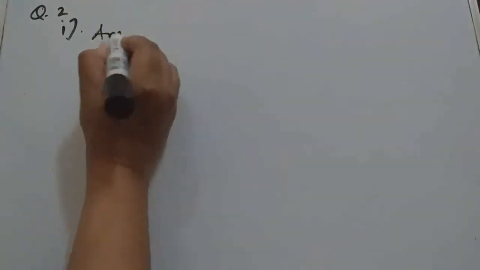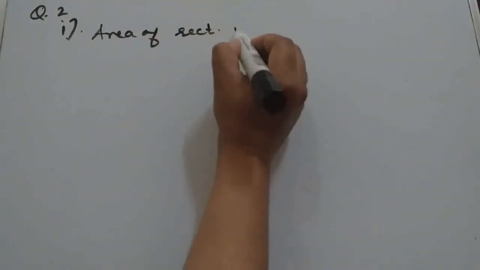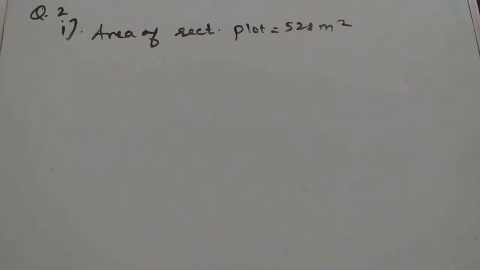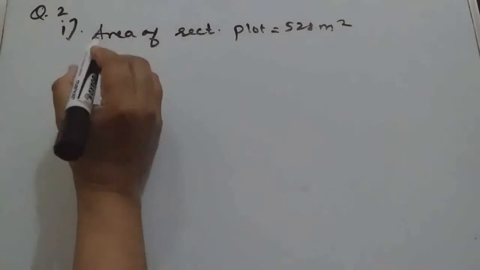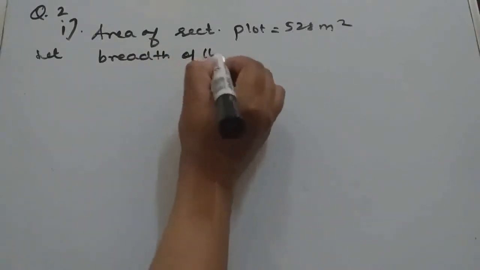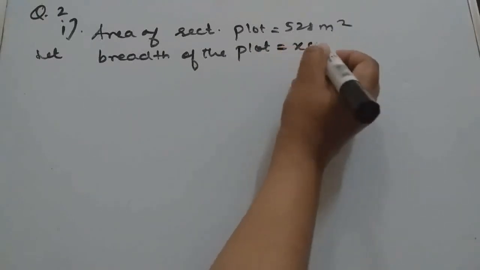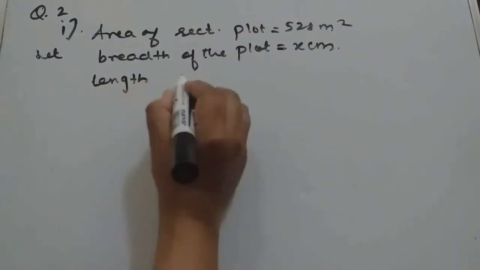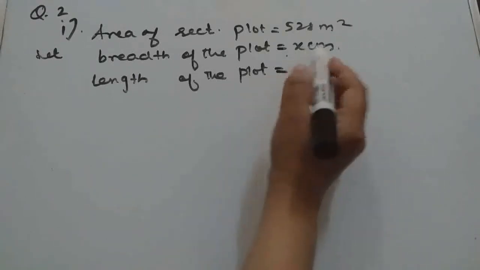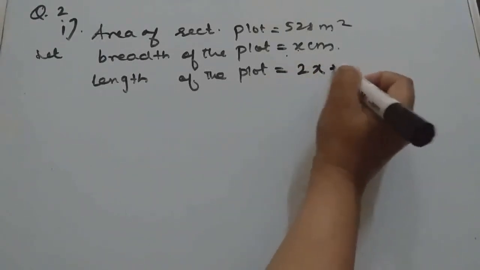In question 2, the question is represent the following situations in the form of quadratic equation. So first one is area of rectangular plot is given 528 meter square. Length of the plot is 1 more than twice its breadth. So we will suppose here let breadth of the plot be x meter. Okay, so what will the length be? Length of the plot will be 1 more than twice of the breadth. So twice of breadth means 2x, 1 more means plus 1.